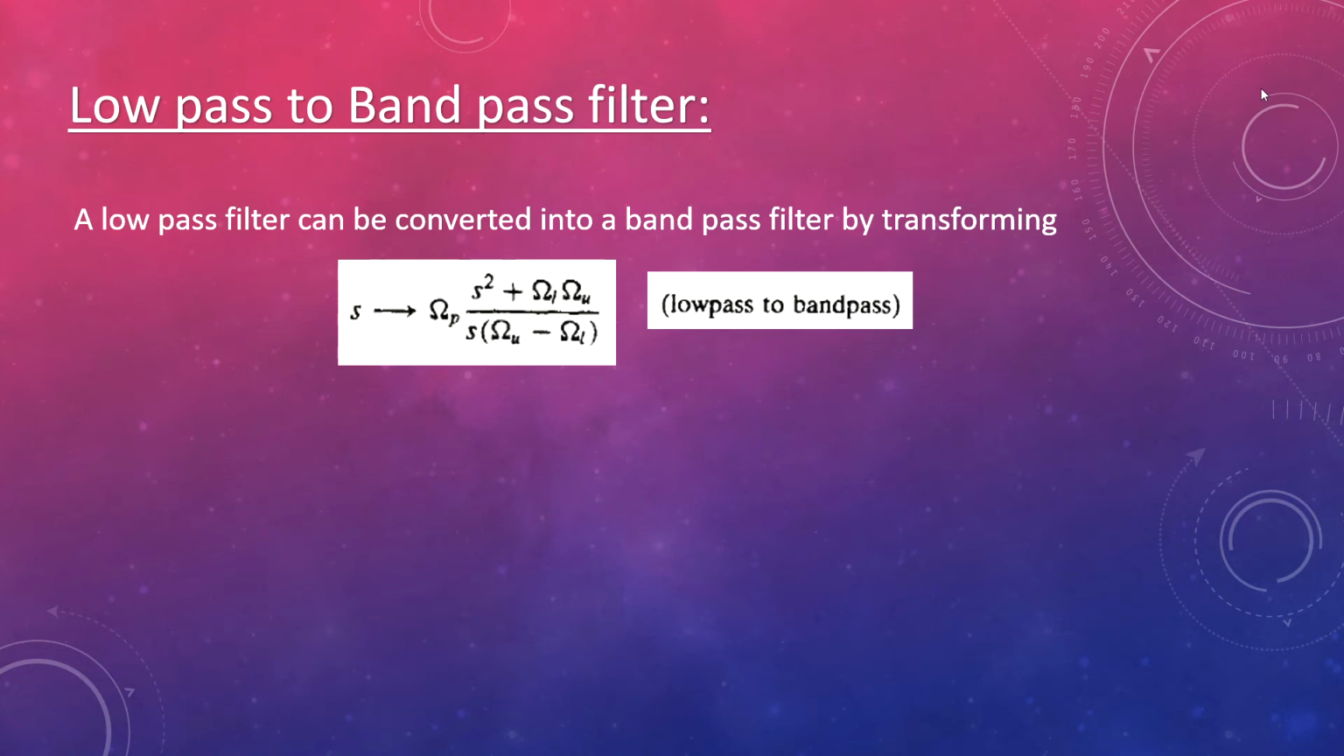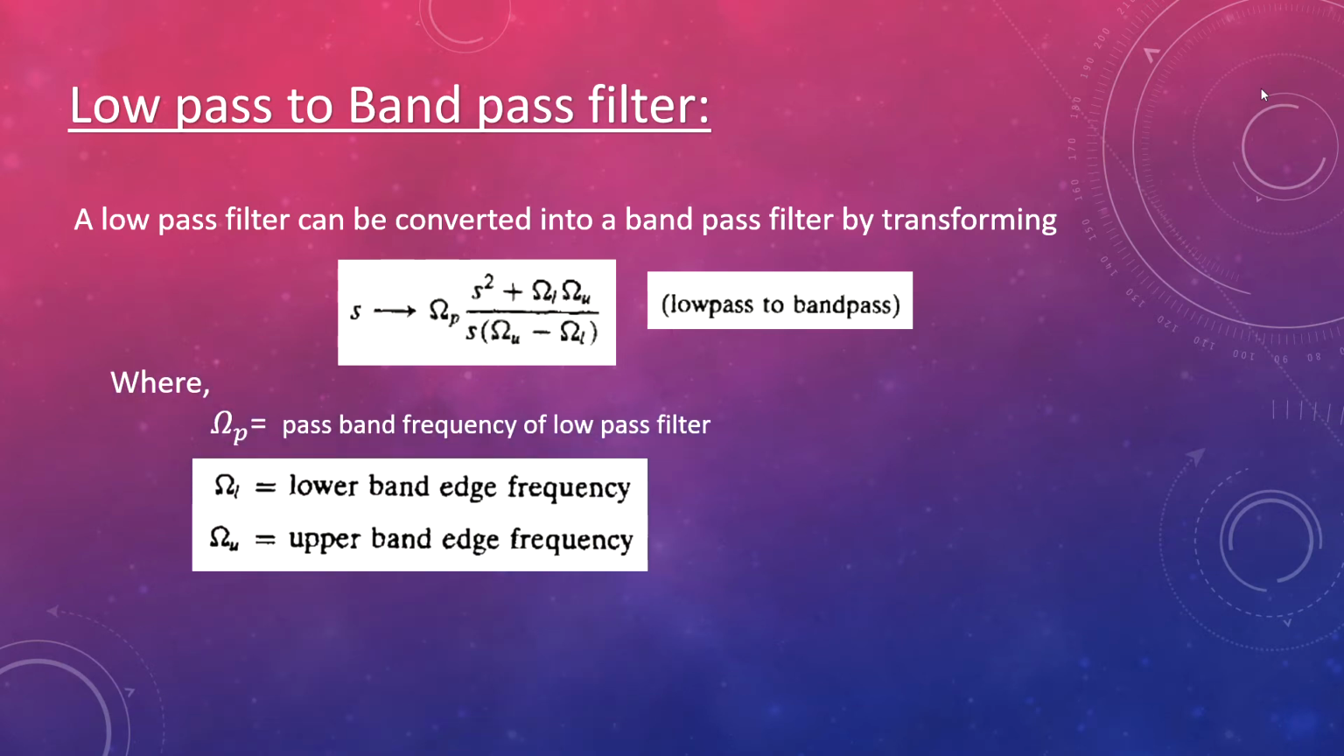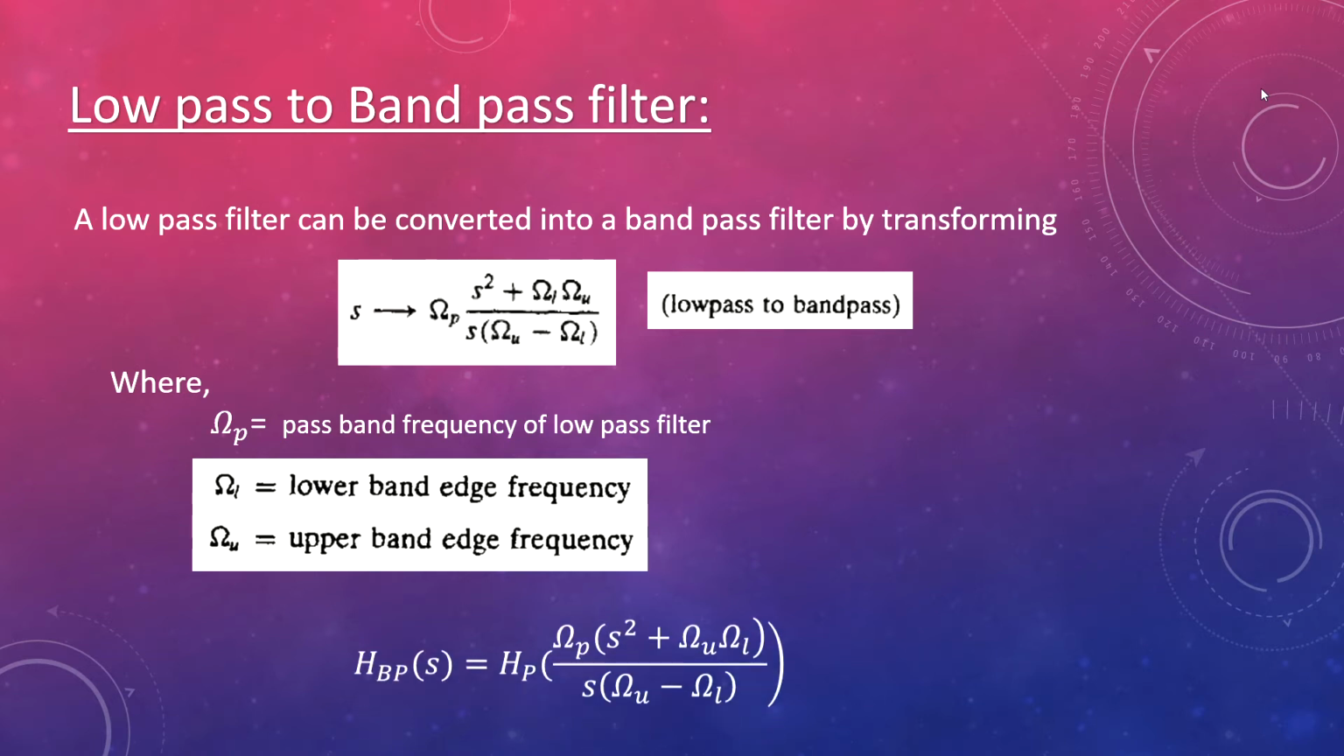We can convert a low-pass filter into a band-pass filter by the following method. First, we transform S into omega p times (S square plus omega L times omega u) divided by S times (omega u minus omega L), where omega p is the passband frequency of the low-pass filter, omega L is the lower band edge frequency of the band-pass filter, and omega u is the upper band edge frequency of the bandpass filter.